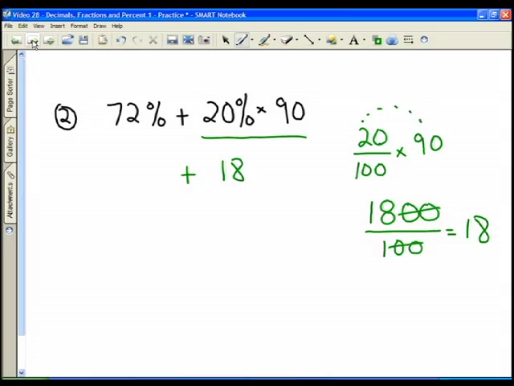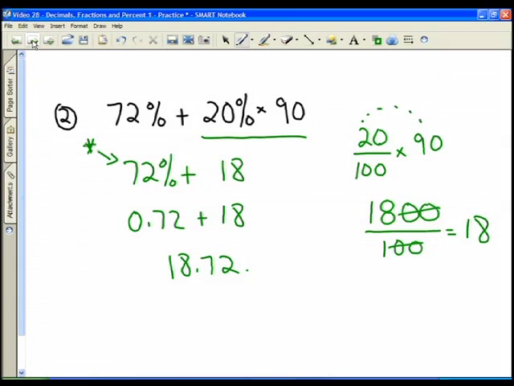And 72% plus 18. So I'm going to write that here. And now we have to be careful, because what does 72% really mean? It really means 72 over 100, or 0.72. So we have 0.72 plus 18, and that will give me 18.72. You have to be careful here, because the tendency here is just to add 72 to 18 and come up with a final answer of 90, which of course would be incorrect, because it is 72%, which means 0.72.